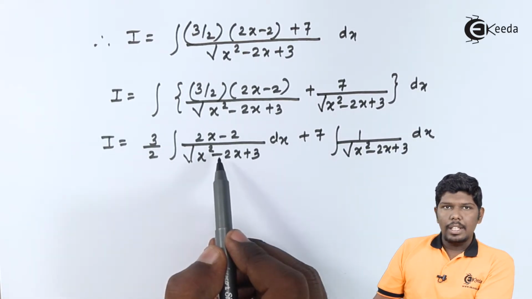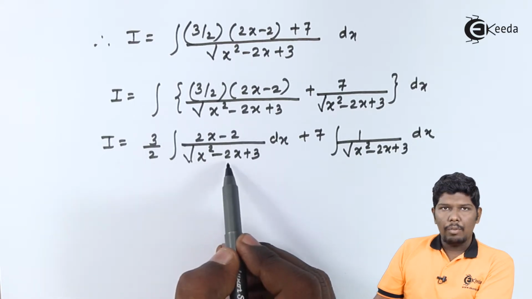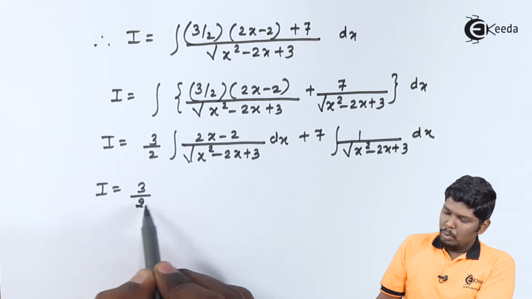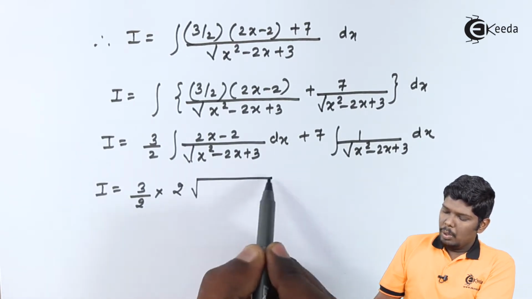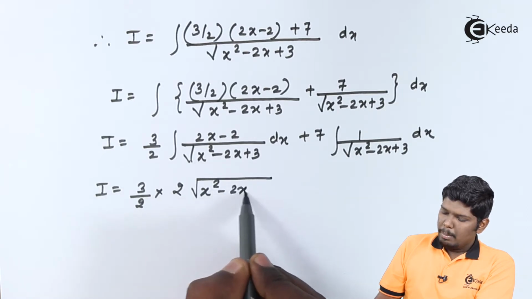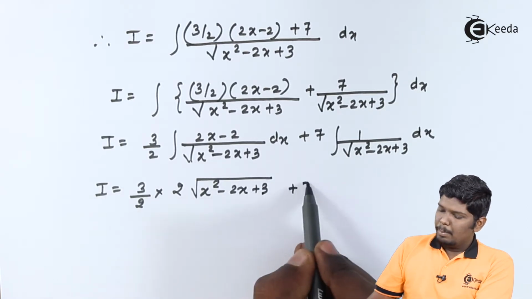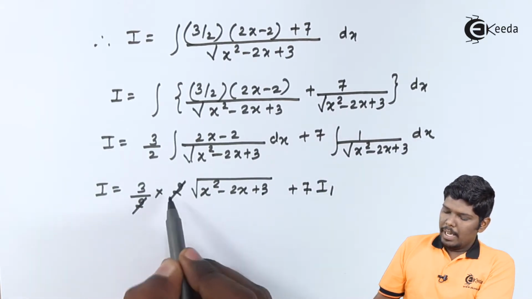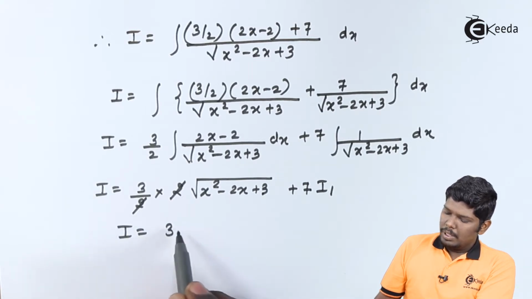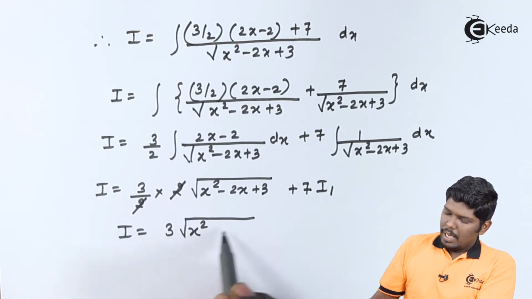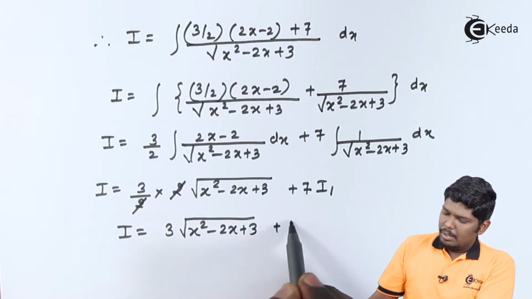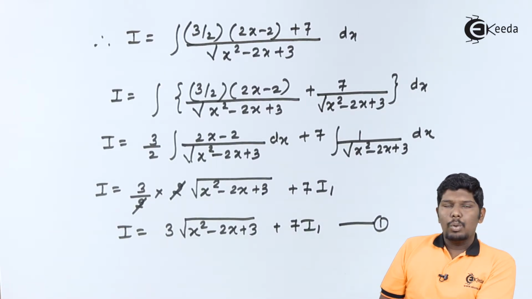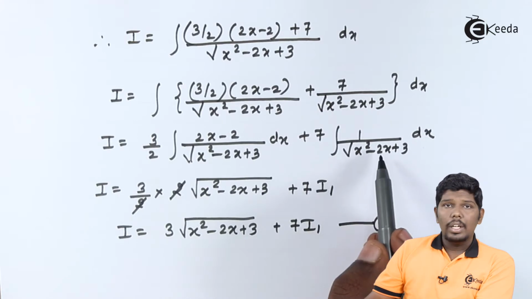The first integral is in the form of integral f dash x upon under root f of x. That will give you 3 upon 2 into 2 under root f of x, that is x square minus 2x plus 3, plus 7, considering this integral as I1. Here 2 will be cancelled and I is equal to 3 into under root x square minus 2x plus 3 plus 7 times I1. Let us take it as equation number 1. Now we will solve the value of I1.